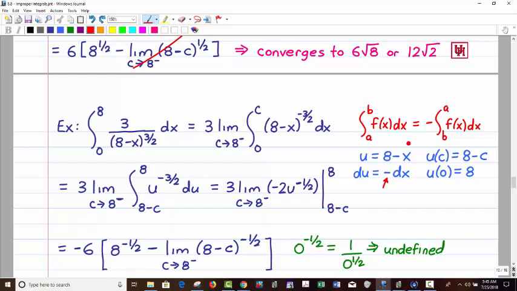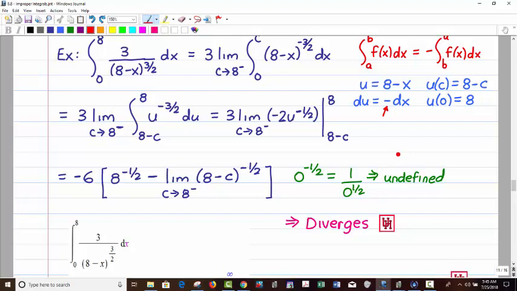Okay, so everything's the same. I'm flipping the negative, all that good stuff. But I come down here, and now I have u to the negative 3/2 instead of u to the negative 1/2, which, using the power rule, actually gives me negative 2 to the negative 1/2. So I put 8 in here, which gives me 8 to the negative 1/2, which is 1 over the square root of 8. And then now, here's the interesting part.